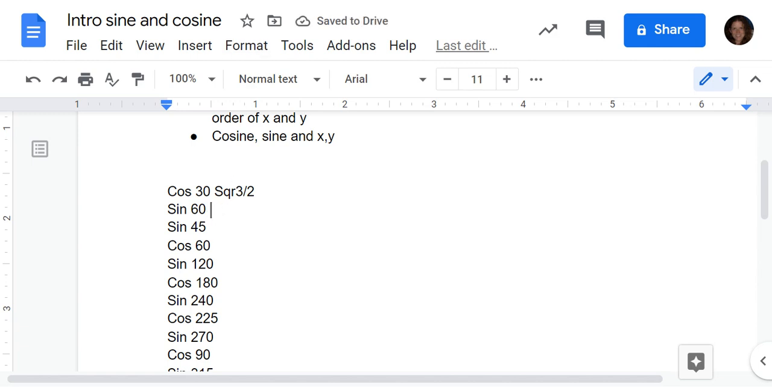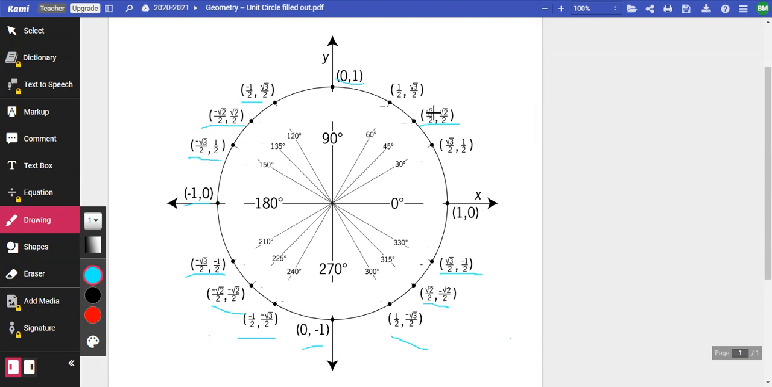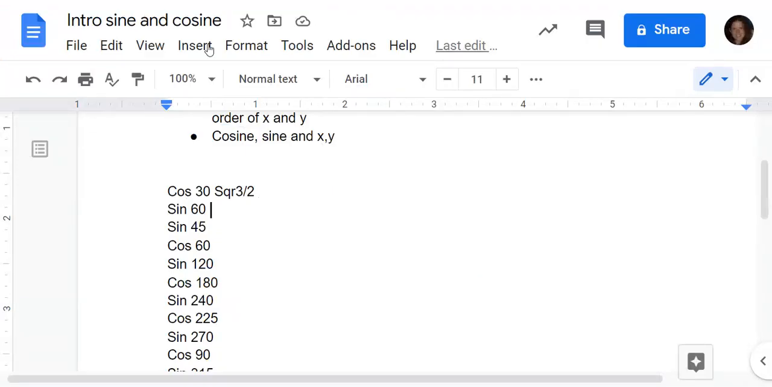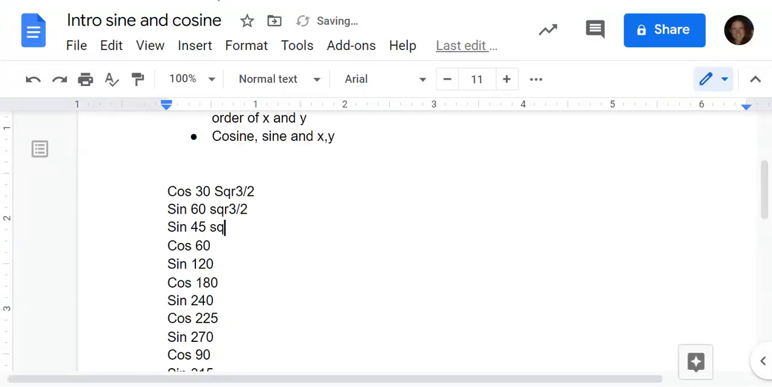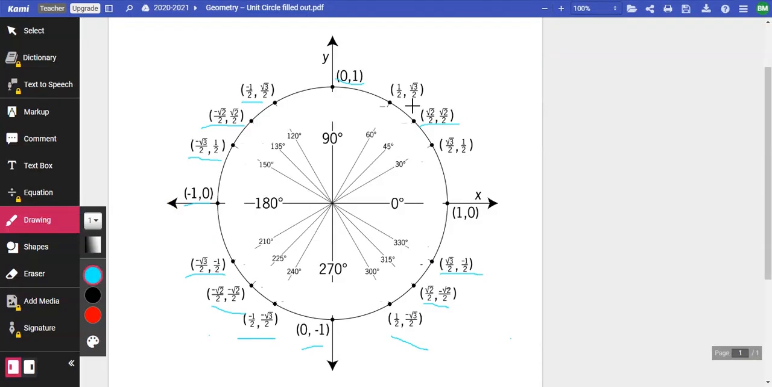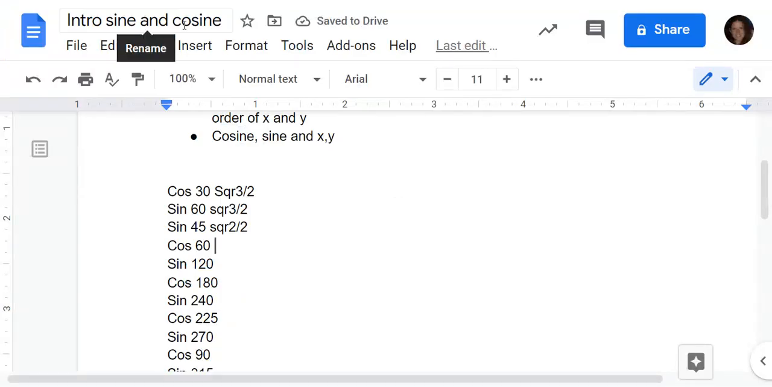Sine of 60, remember sine is y. So the y value at 60 is square root 3 over 2. All right, let's look at 45. We want the y value at 45. That's square root 2 over 2. The cosine of 60. So we're going to look at the cosine of 60. If we look at the cosine of 60, we get 1 half.